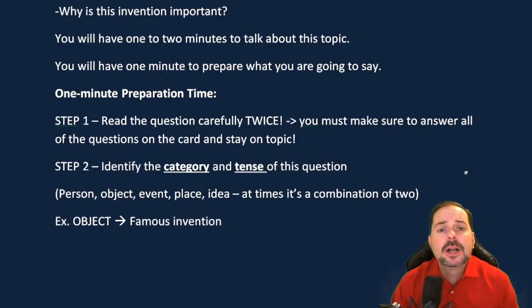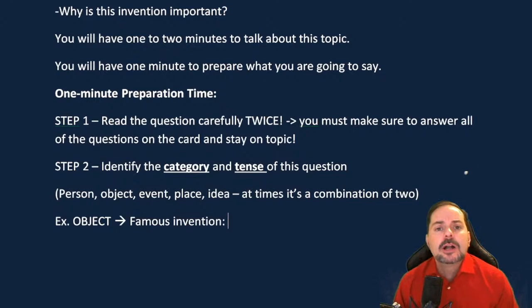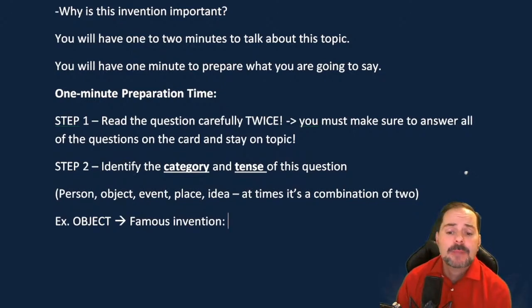Now, we will be talking a little bit about maybe a person who invented it, right? The event of the invention, but mainly we're talking about an object. And when we talk about an object, what should we talk about?